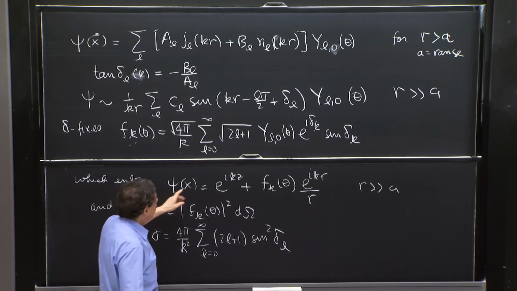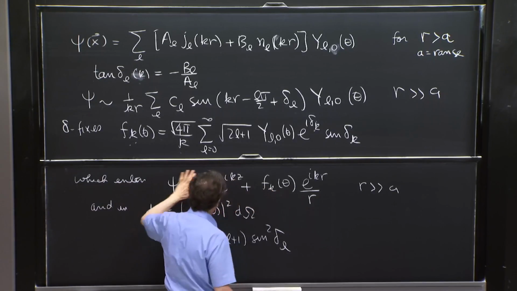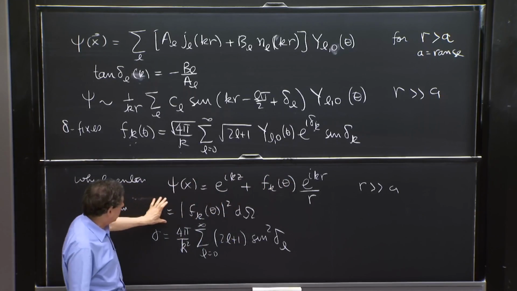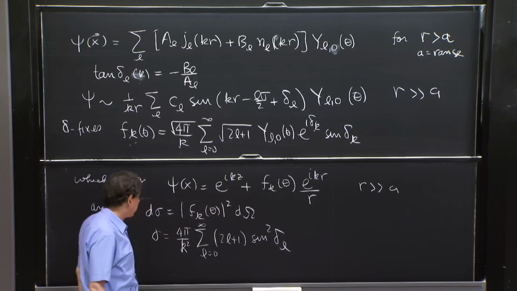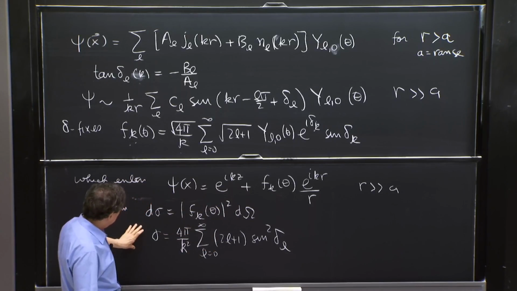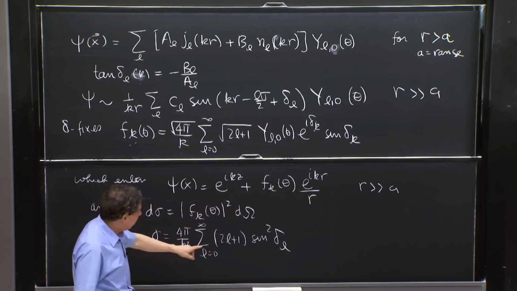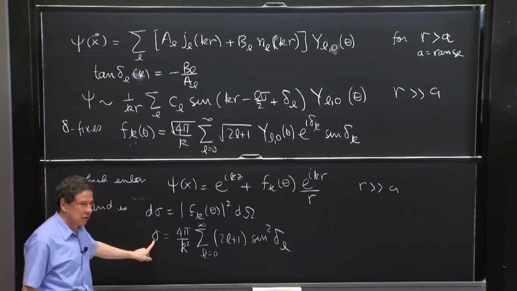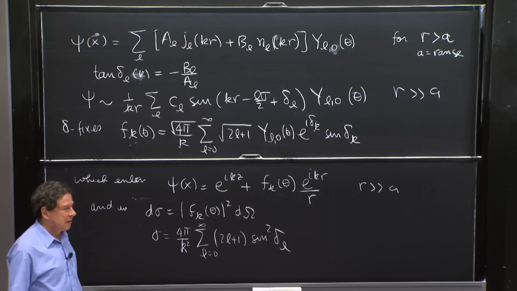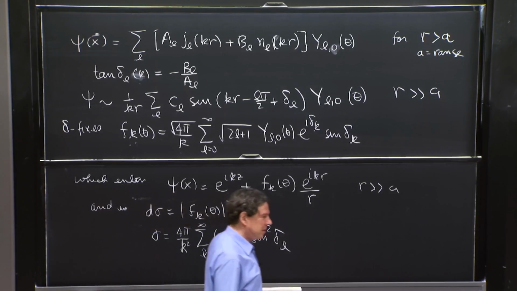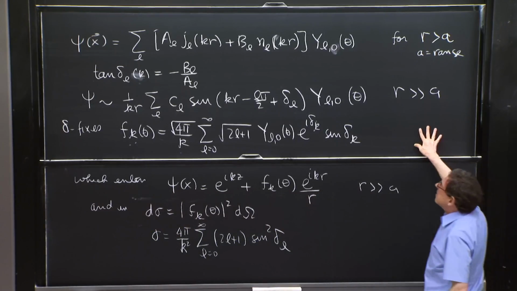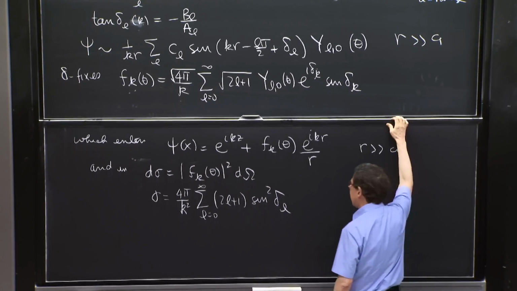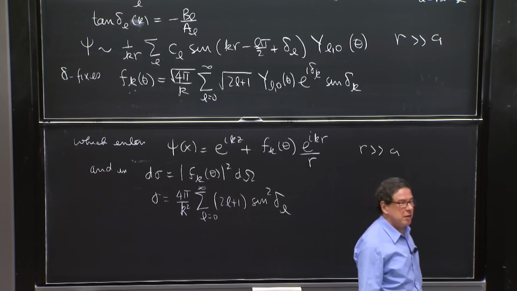So once you have this f of k, you know the wave far away. You know how it contributes to the cross-section. And you know how each phase shift contributes to the total cross-section, which is given here. So these were our main results. So let's leave these results here and discuss the general computation of a phase shift.